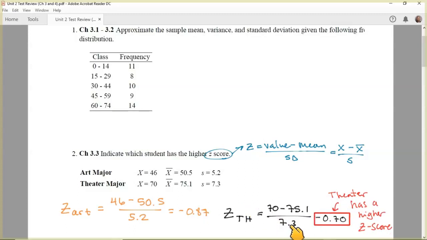And I don't want you to think that it's always going to be the number that's larger. In this case, it just happened to be larger. There could be an instance where art could have had a higher z-score. It all really depends on what the sample mean is and what the standard deviation is.